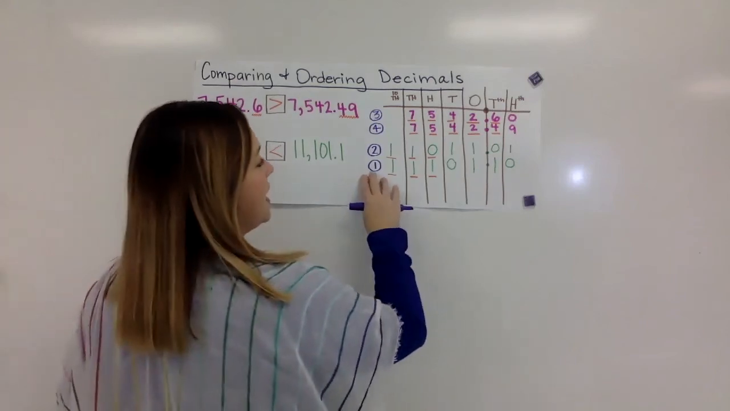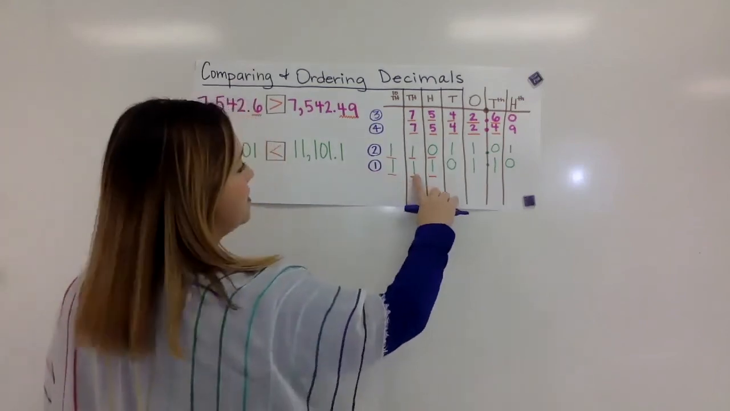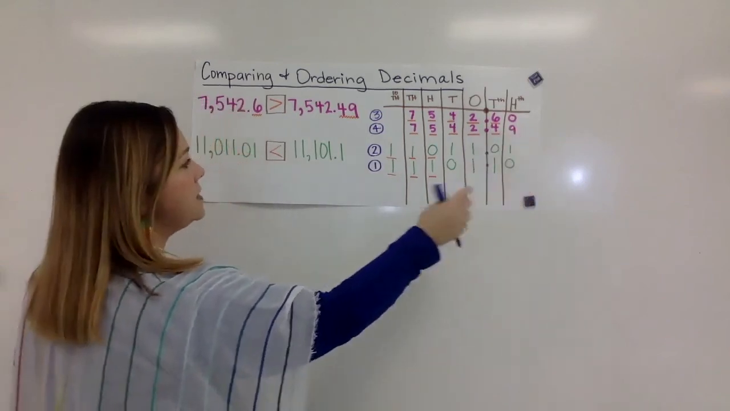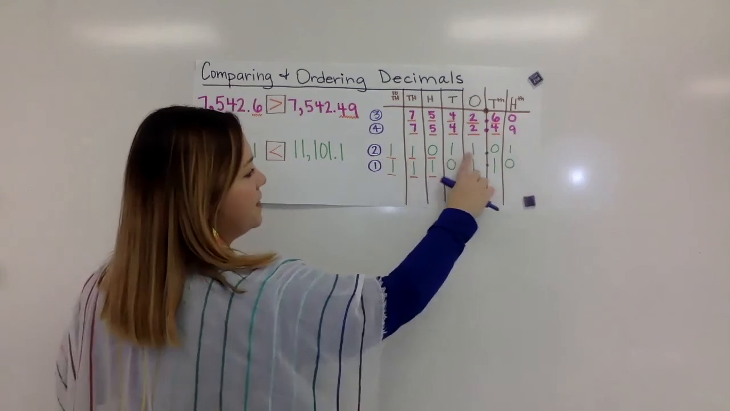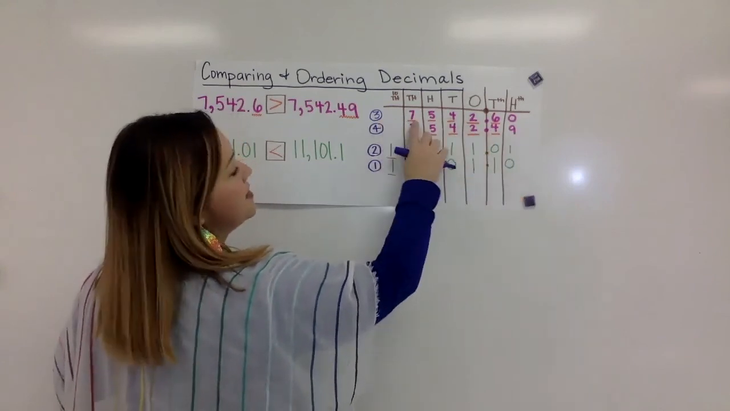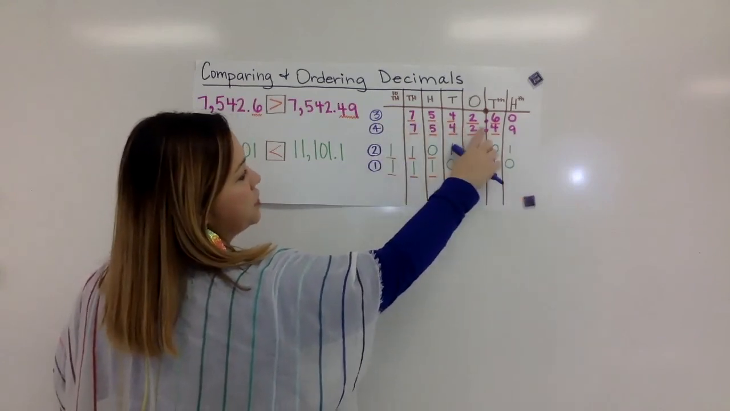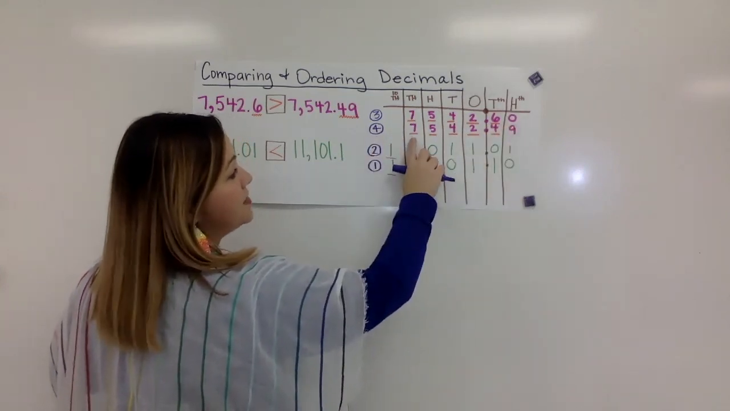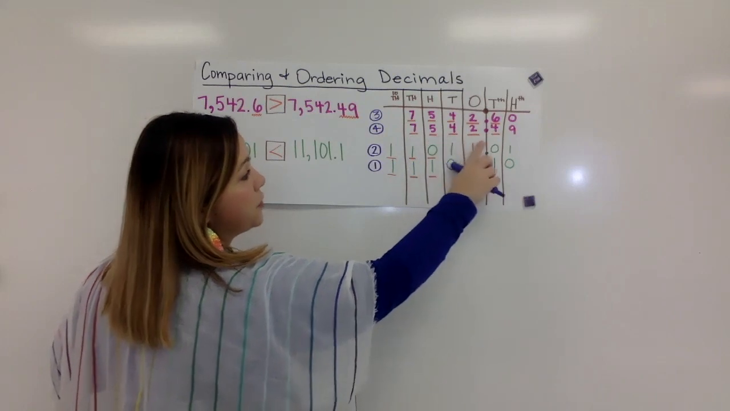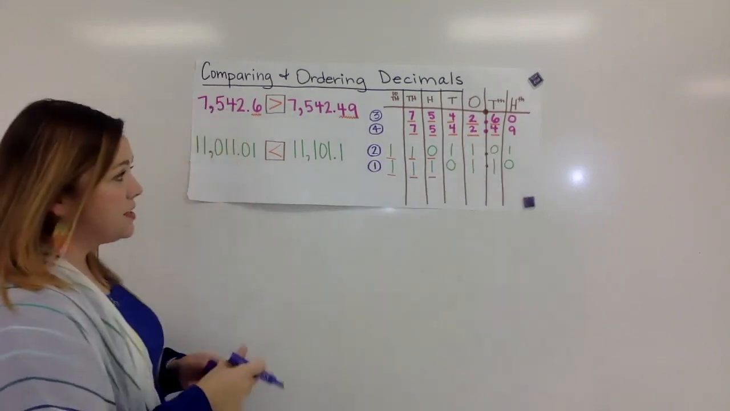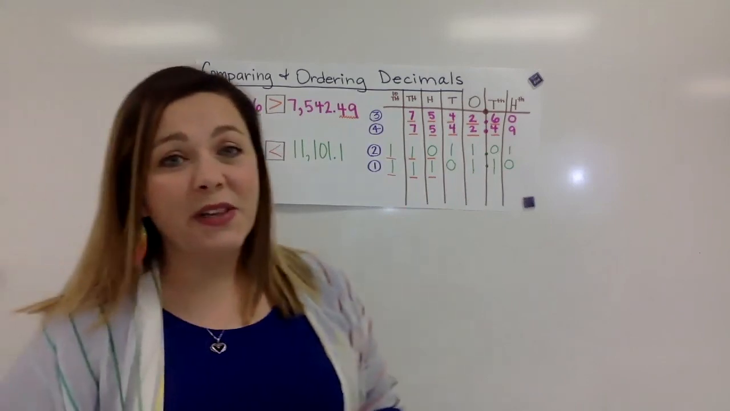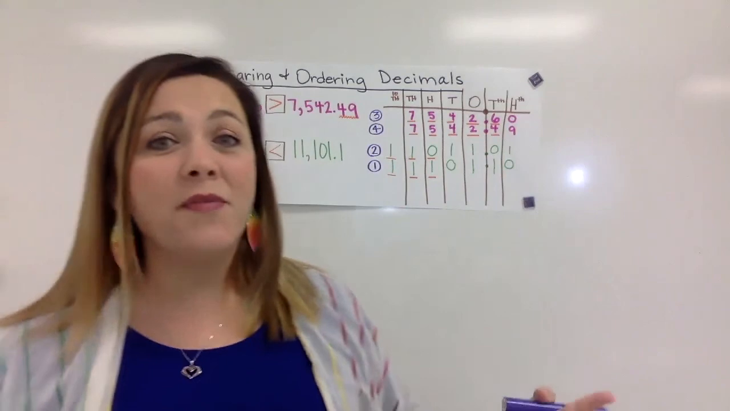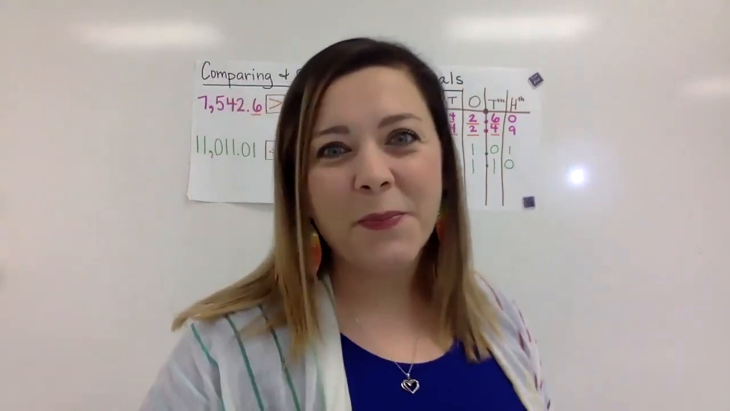Okay, so then I would say that 11,101 and 10 hundredths comes first. It's the greatest. Then 11,011 and 100th. Then 7,542 and 60 hundredths. And then finally, the least number of all is 7,542 and 49 hundredths. I hope that this cleared up for you a little bit more of comparing and ordering decimals. If you have any more questions, make sure that you let me know. Have a great day.